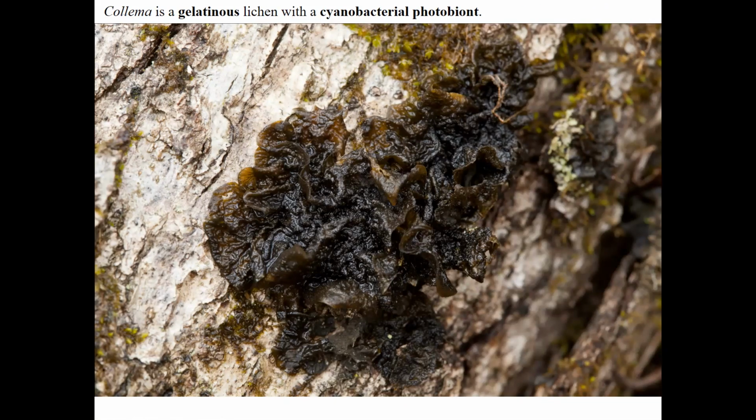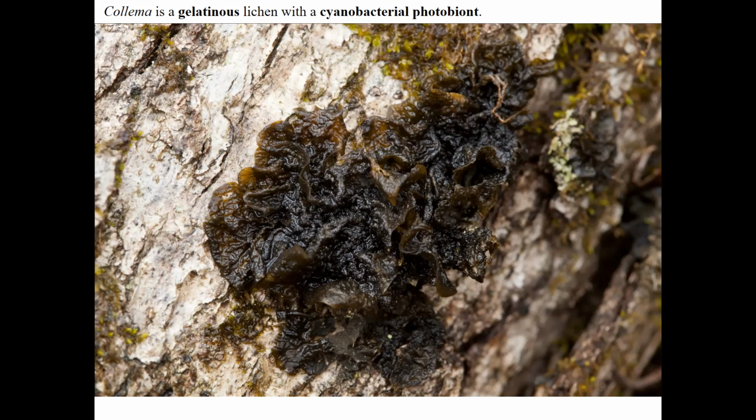I'm sorry, I misspoke before when I said that lichens are symbiosis with algae and fungi. Lichens are symbiosis between some type of photosynthesizing organism, usually, but not always, an alga. Algae are eukaryotic organisms that do photosynthesis. And they are the most common type of photobiont, you know, the partner that does the photosynthesis.